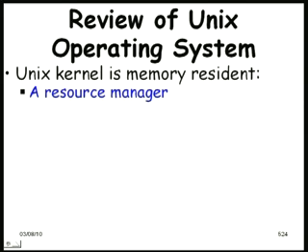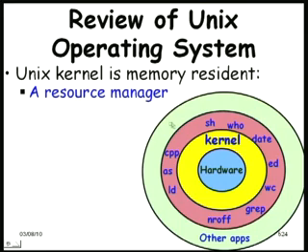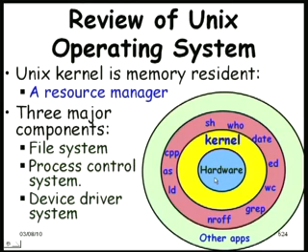We know that any kernel, when we talk of what an operating system kernel is, a kernel is the memory resident portion of the operating system. The kernel is memory resident, and it is basically the manager of the resources, the hardware resources, the data resources, and so on. And the operating system kernel has three main components: the file system, the process control system, and the device driver system, and the memory management, of course.